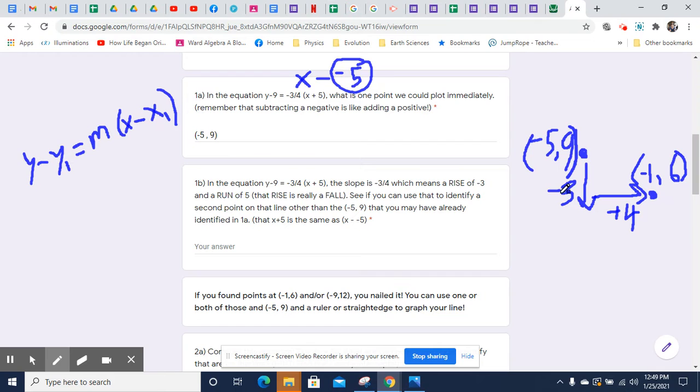And then we can go the other direction. Instead of down 3 over 4, we could go up 3, so plus 3, back 4.